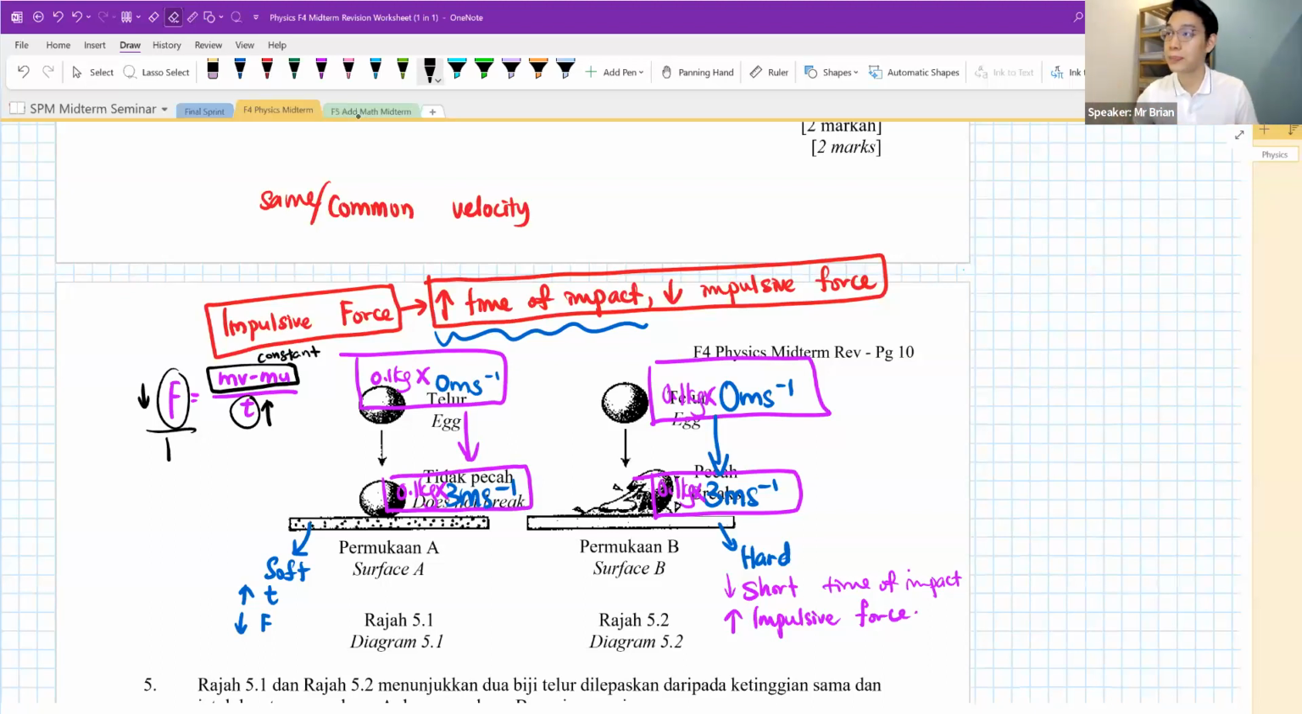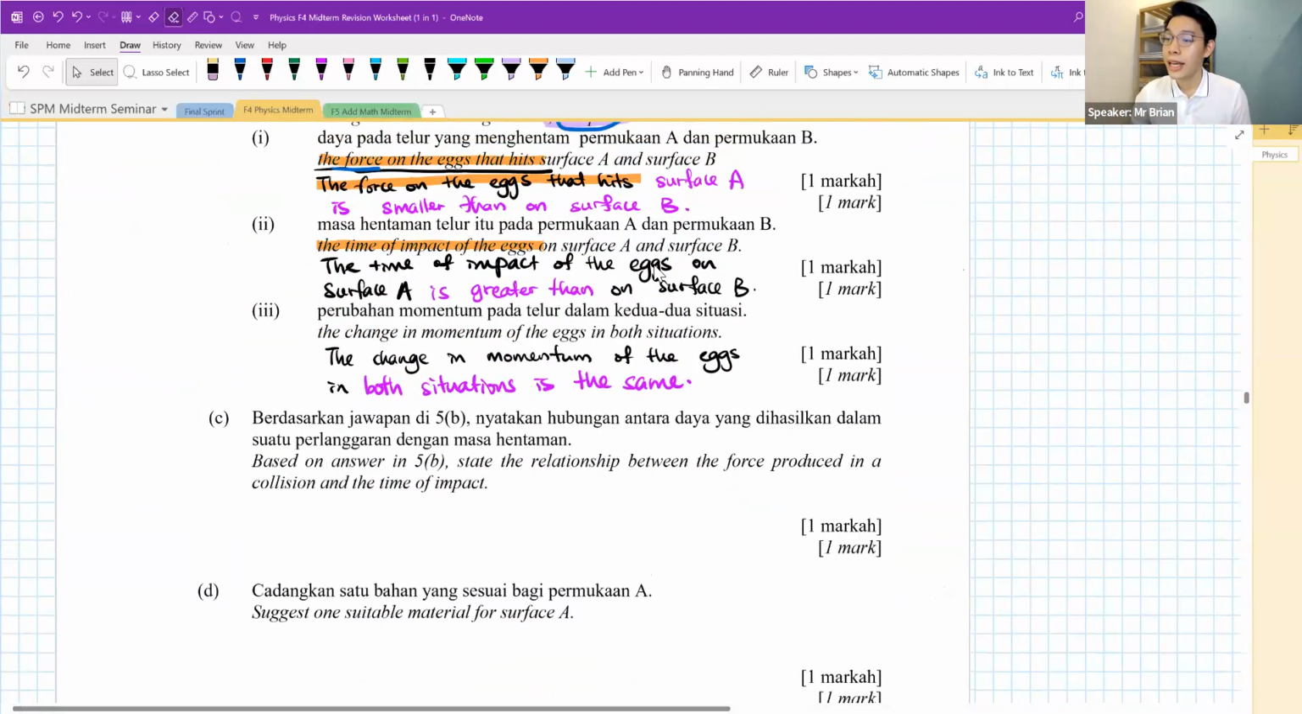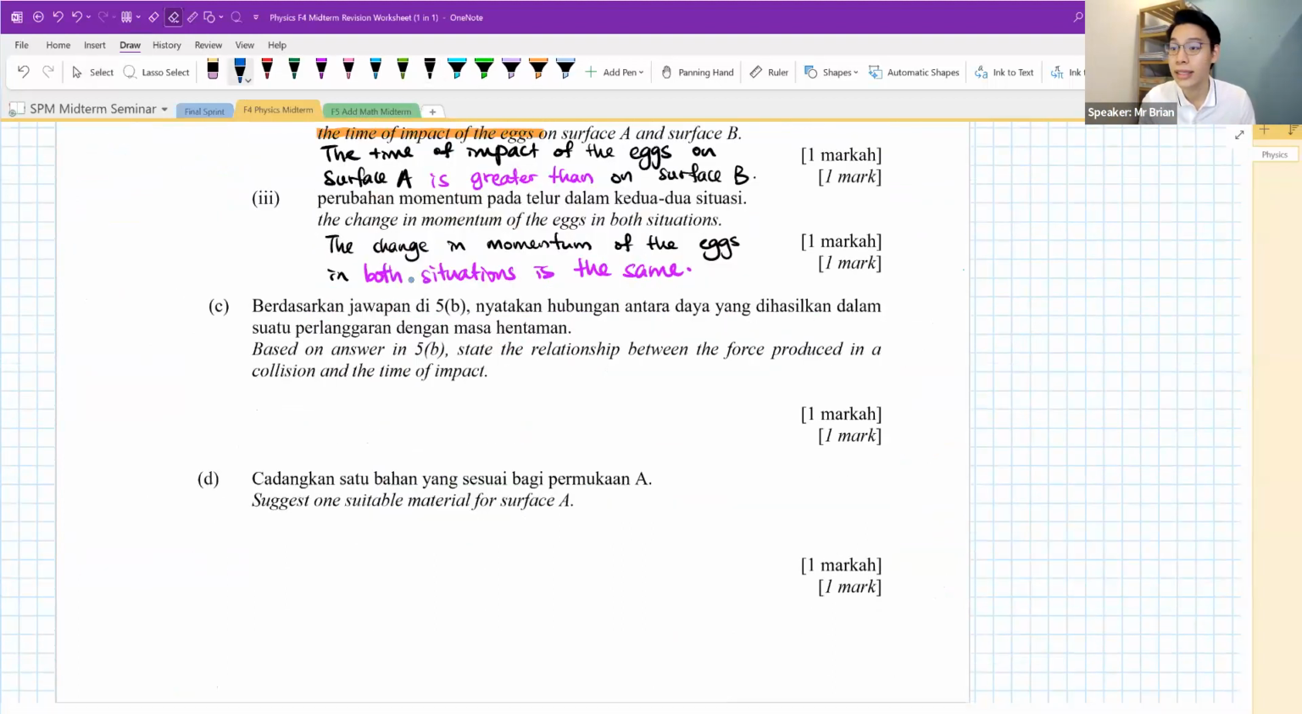Good? Can? Yes, I think you all gave the answer for part C already. Very good, which is what I wrote up here already. The greater the time of impact, or the longer, the bigger also can.